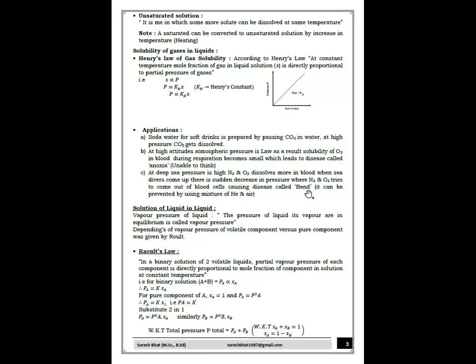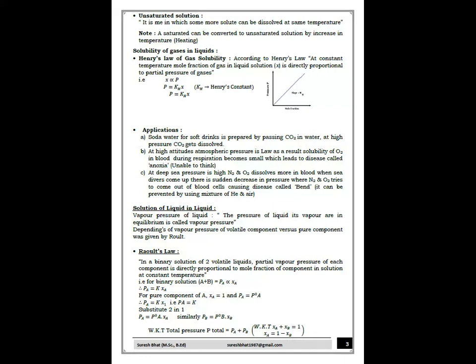Bends. Now, Henry's law, the statement, equation, explanation of terms and applications are very important from your examination point of view.